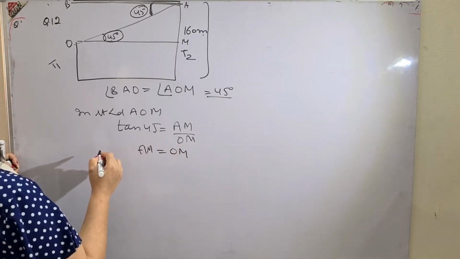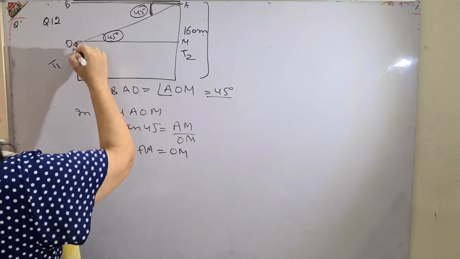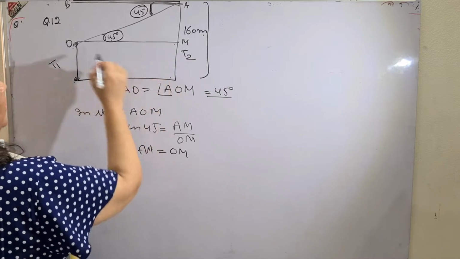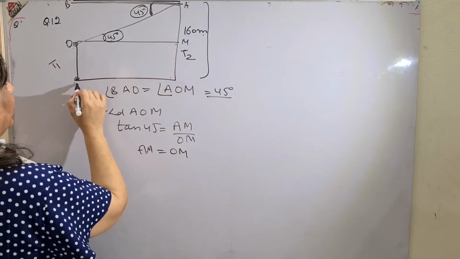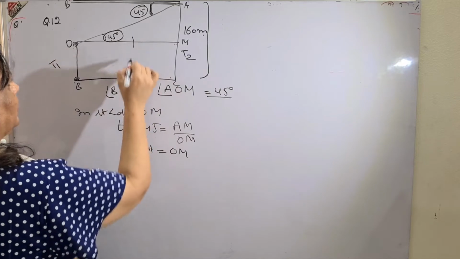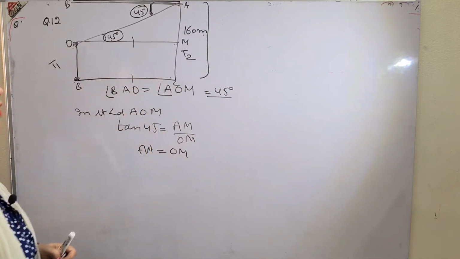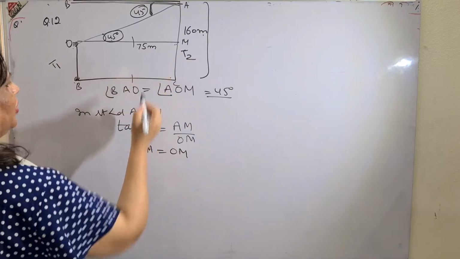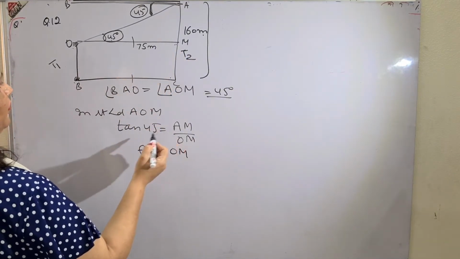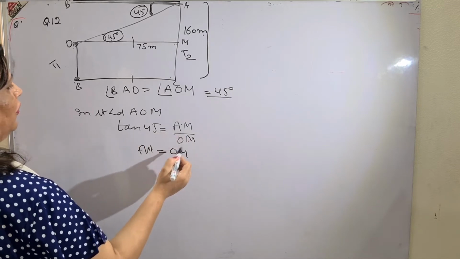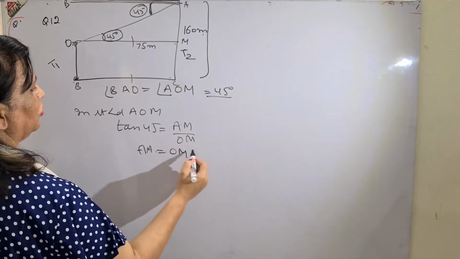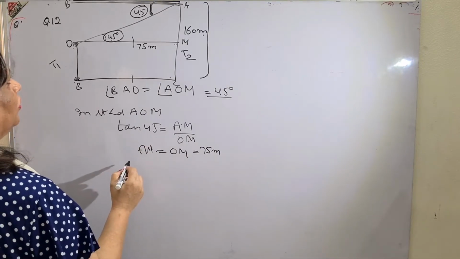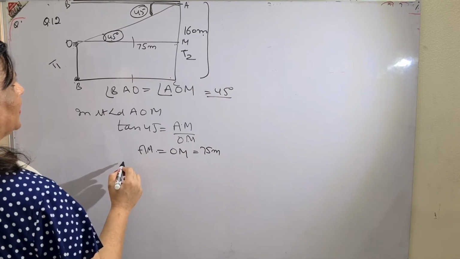Now you have to find the height of the first tower. So see, children, AM is equal to OM. That means OM is also equal to, you can write here B and C, opposite sides of the rectangle. Opposite sides of the rectangle. And this distance they have given you, 75 meter. You can put the value also if you want to. Tangent 45 is AM upon OM, or AM is equal to OM is equal to 75 meter. It's very simple.